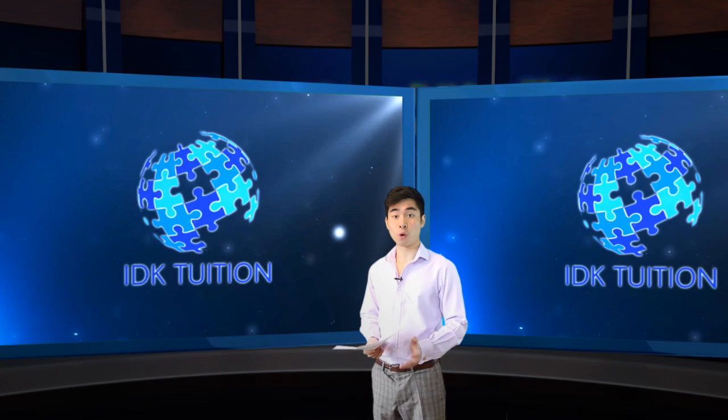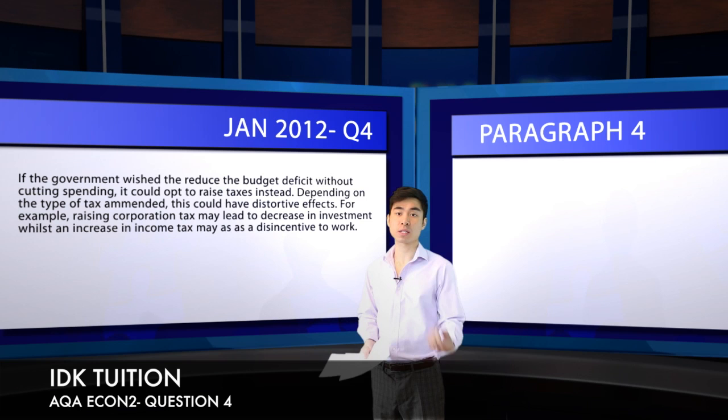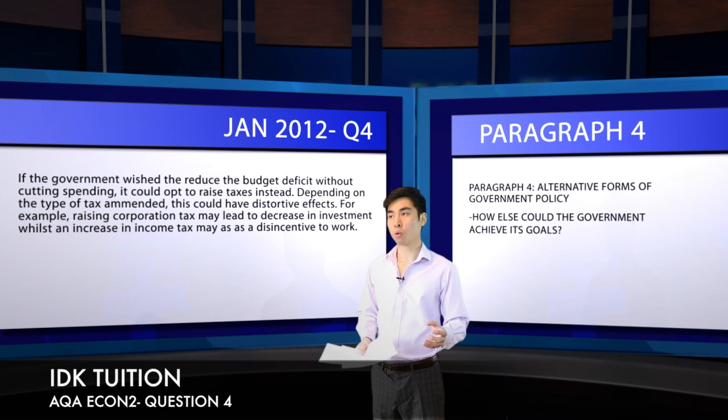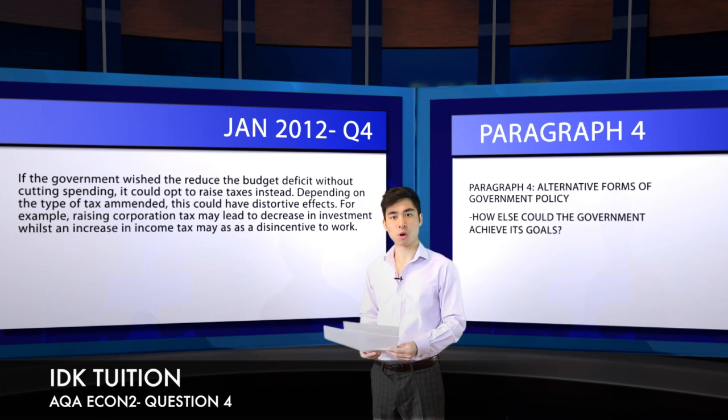Paragraph number four, I like to term alternative forms of government policy. So in paragraph two, we've said X is going to happen. Paragraph three, we've said Y is going to happen. Paragraph four, we're going to say, well, X might not happen because of this, or Y might not happen because of this. So we're looking at alternative forms of government policy that the government could implement to generate the same effects. So, talking about a reduction in government spending and how that would benefit the budget deficit.